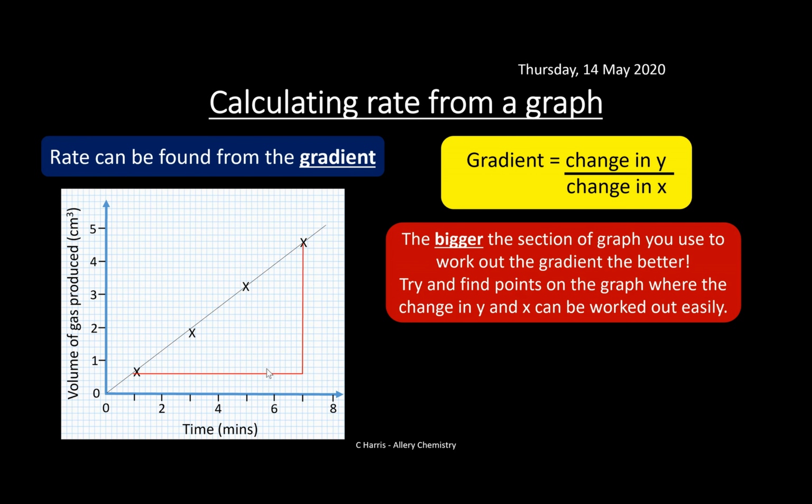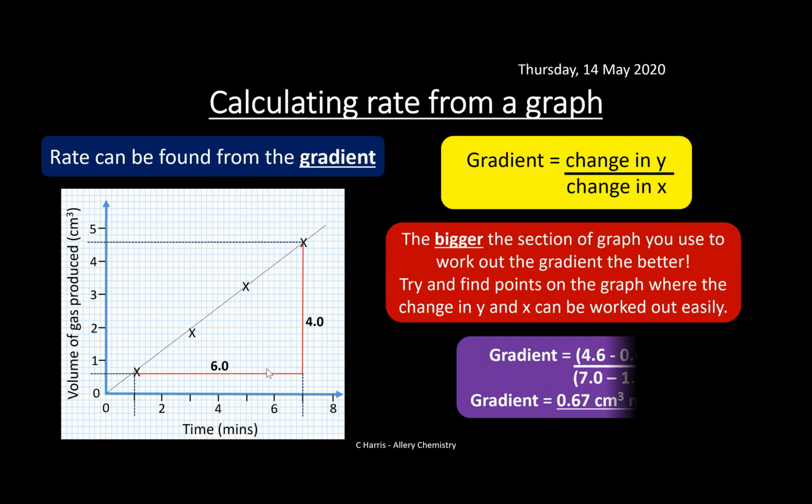So let's have a look on here. We've drawn our gradient lines on here, and we can see if we put the numbers in, we've got 6 on the x-axis, and the change in y is going to be 4. So that's all we do, and we put them into our calculation and work out the gradient, and the gradient is going to be 0.67 centimeters cubed per minute.